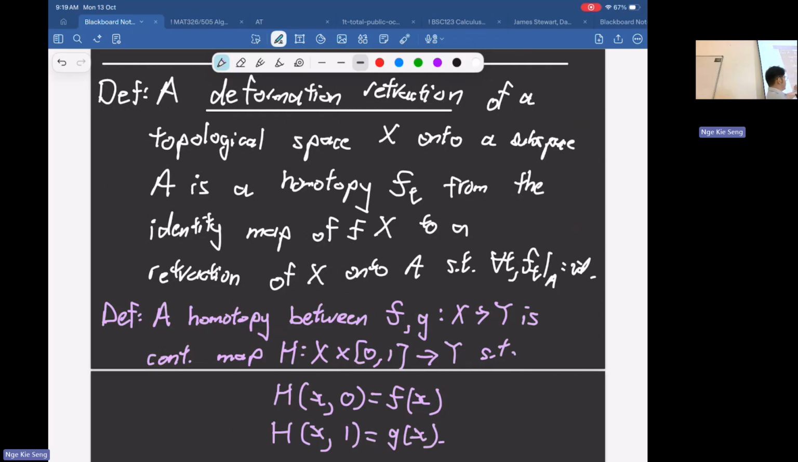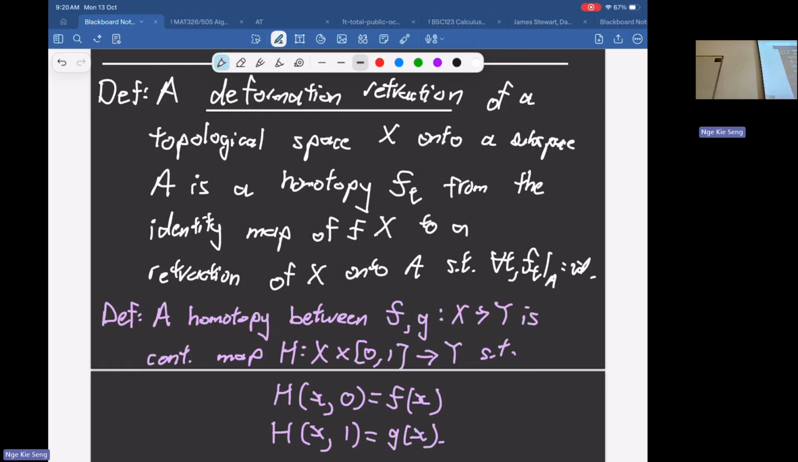So this is the general definition of homotopy between maps. What you require is you have two maps, and then there's a timing where you do this map. When you start, you should start with the first map. When you end, you should end with the other map. In this definition here, there's an extra condition, a retraction condition.